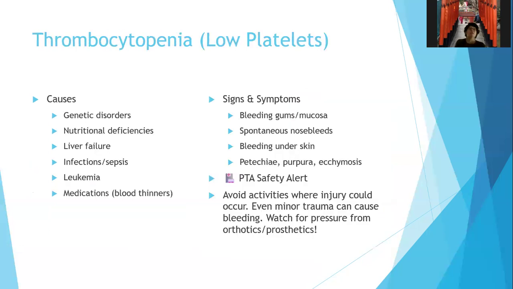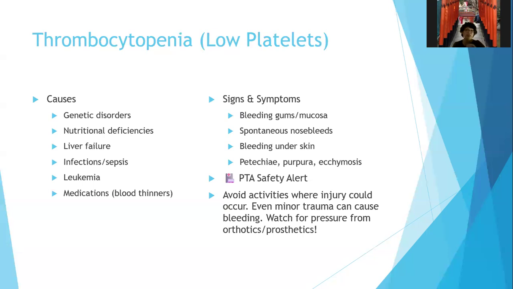So thrombocytopenia is low platelets, and it can be caused by genetic disorders. You're just not making them. Nutritional deficiencies, liver failure, infections or sepsis, leukemia, or medications, blood thinners. Signs and symptoms: excess bleeding in the gums and mucosa, spontaneous nosebleeds, bleeding under the skin, petechiae, purpura, and ecchymosis.